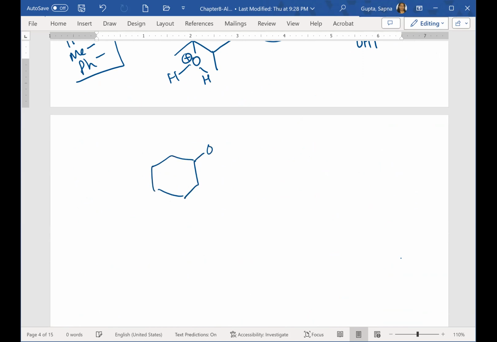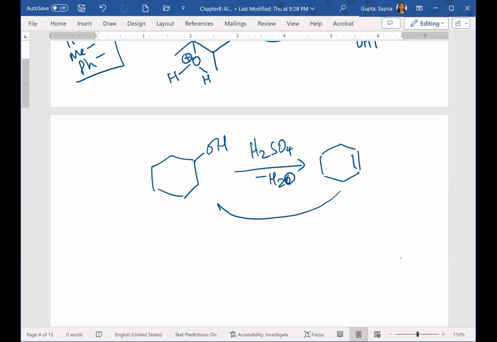Let's say you have this. If I give you H2SO4, you will give this product, because H2SO4 means that this is getting dehydrated. So you get an alkene minus H2O. That's what we did. Now, you can do this reaction by adding H3O plus, which means that this reaction is actually in equilibrium.